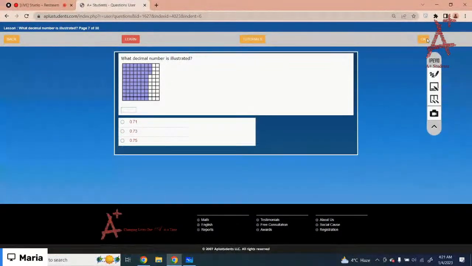Okay, what number is illustrated? Which option is the correct one? The total small boxes are 100. So out of the 100, how many of them are colored? Out of the 100, 73 are colored. Got it? So it would be 0.73. Got it?